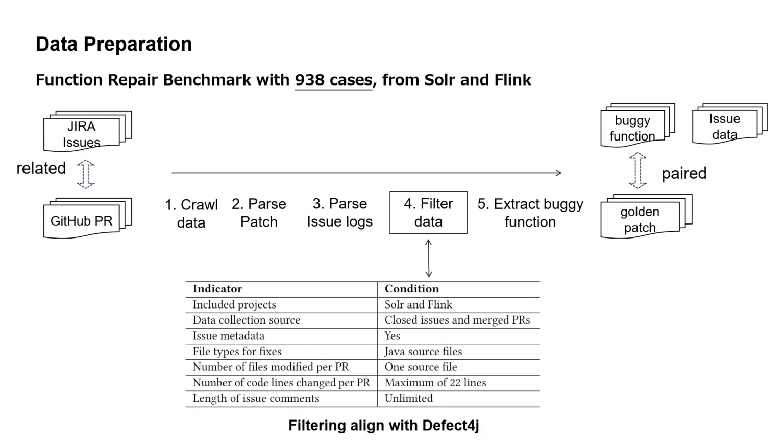Our filtering criteria align with Defects4J, ensuring consistency and relevance. The benchmark features fixes for Java source files, and we narrowed our scope to focus on changes in only one source file, with a maximum change threshold set at 22 lines.